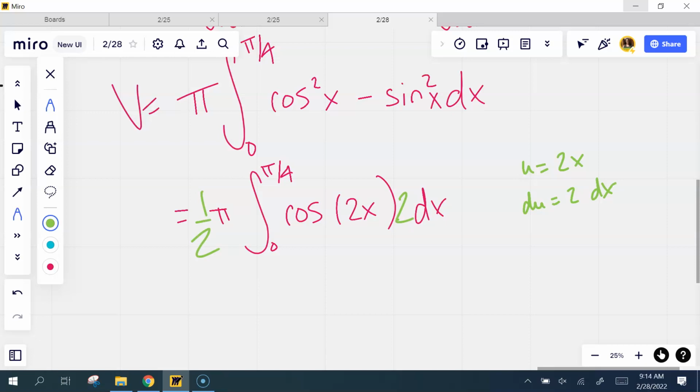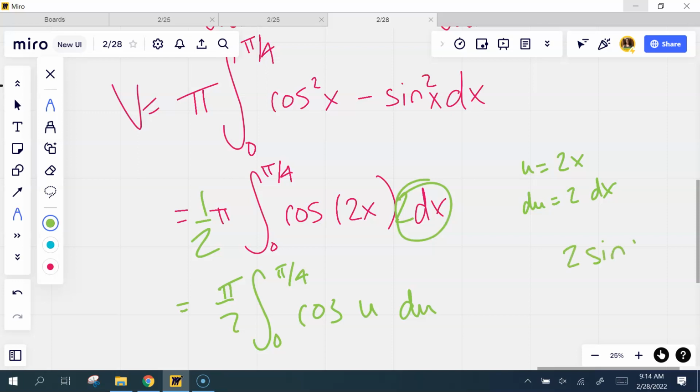So I need a 2 here, which means I need a 1/2 out here. Can you just do x squared? No, well, that is du. So now I'm pi over 2 from 0 to pi over 4. Have y'all forgotten how to do substitution? If you know the antiderivative of cosine 2x, is it... You're saying the derivative of 2 sine x is cosine 2x?